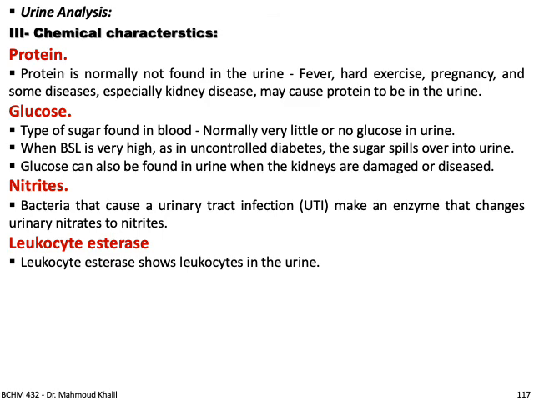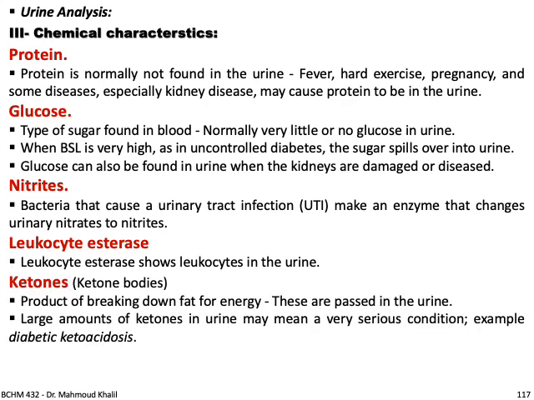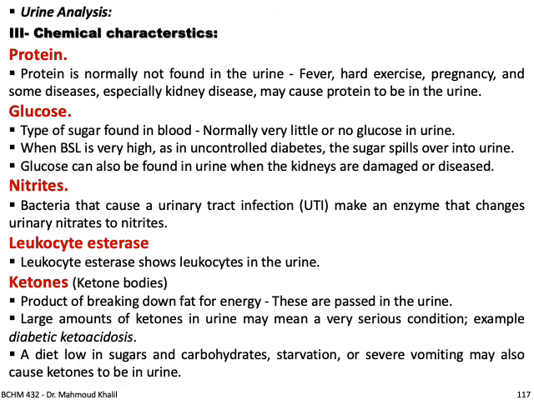Leukocyte esterase. Leukocyte esterase is the test to detect leukocytes in the urine. Ketone bodies, a product of breaking down fat for energy. These are passed in the urine. A large amount of ketones in urine may mean a very serious condition, for example diabetic ketoacidosis. A diet low in sugar and carbohydrates, starvation, or severe vomiting may also cause ketones to be in the urine.